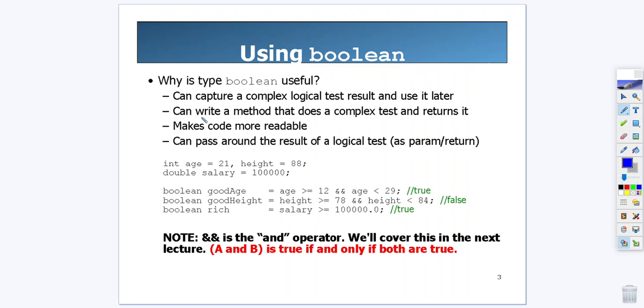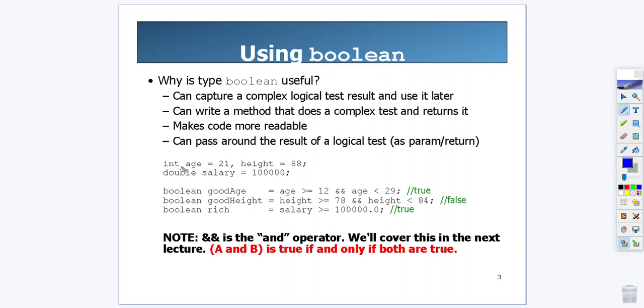Why it's important is because you can test some logical statements and use those results later, or you can use it immediately in that time. So you can write methods that do complex tests. It allows you to make your code more readable. You can take the result and you can pass it as a parameter, or you can return the value. So there's lots of different things.